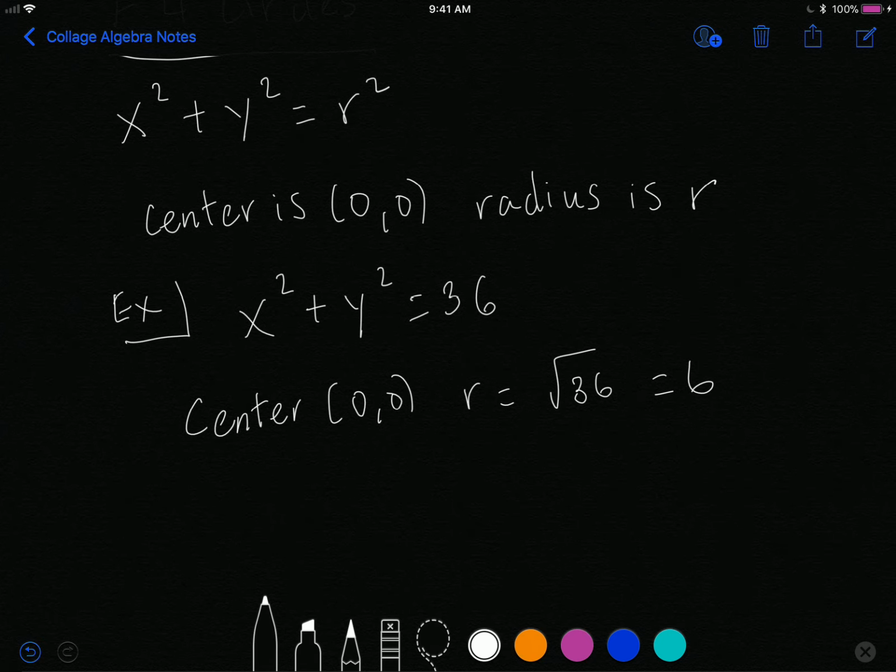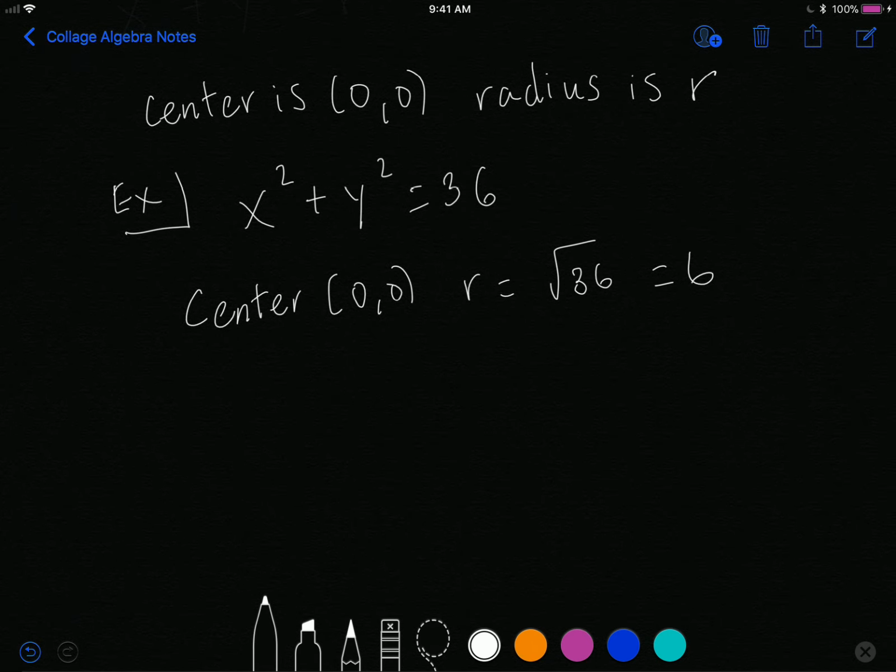Graphing this circle is easy enough. Y-axis, x-axis, you go out 6 in every direction. Yes, this would be 6. And then your circle surrounds, oh, not drawn to scale. That right here is the equation of your circle.